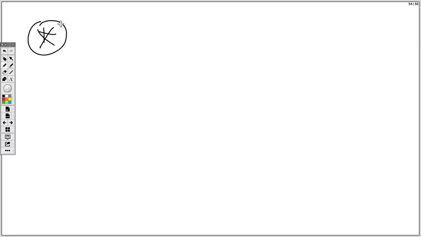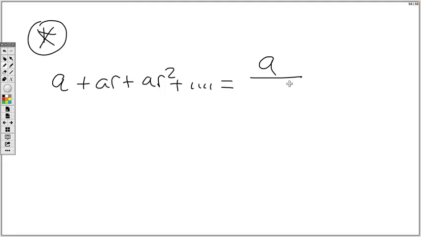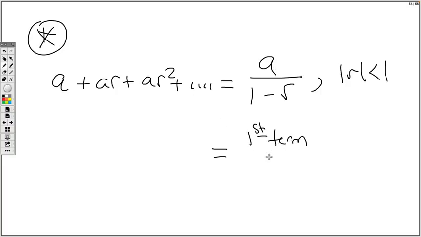Put a big star next to it. A plus AR plus AR squared plus ... equals A over 1 minus R. And this is valid exclusively for when the ratio in absolute value is less than 1. The way I like to remember this formula is that the A, think of that as the first term, over 1 minus the common ratio.